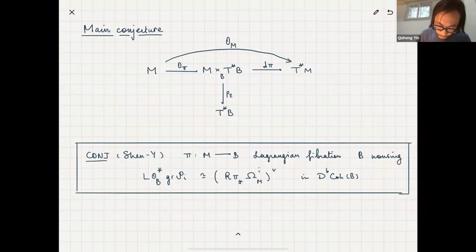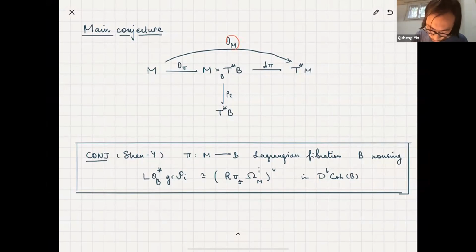So I write this diagram as, and part of it you've already seen it. This is in Lomon's formula, and then I continue with another arrow, which goes from M to M cross T star B over B. This is the 0 section again, and the composition is again the 0 section of M. So now I'll start observing things.